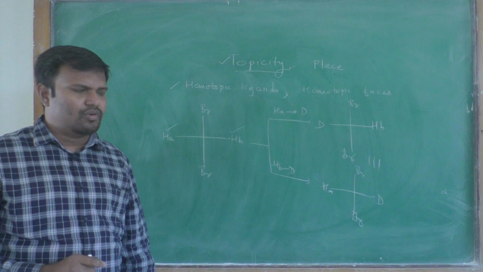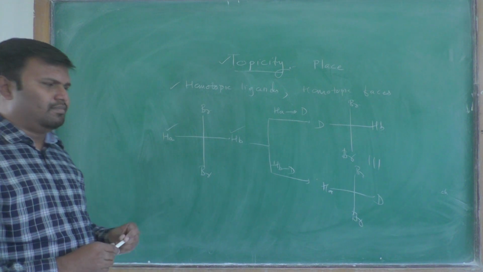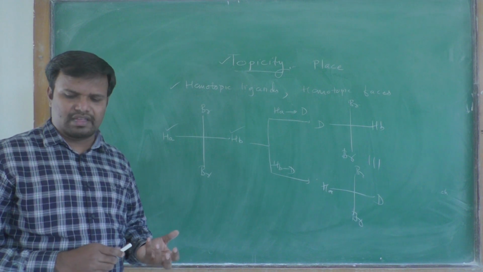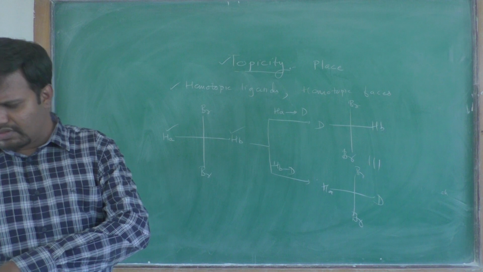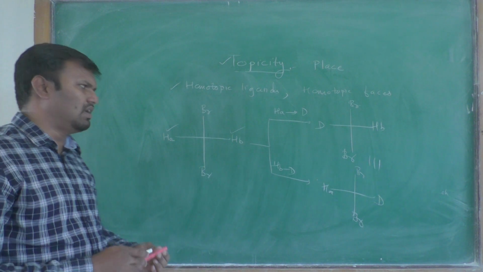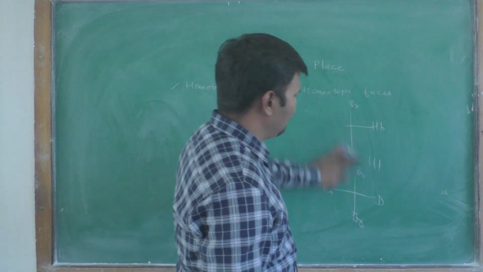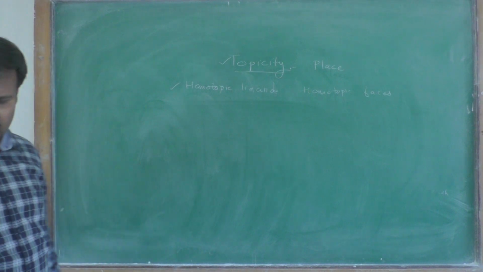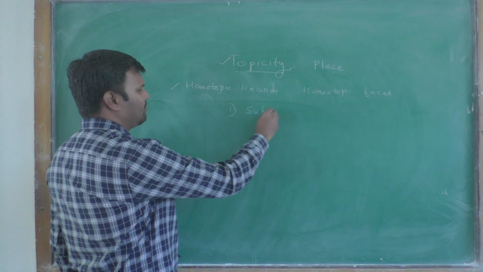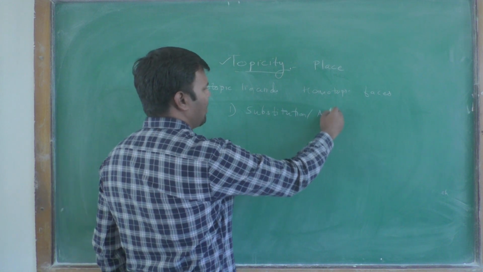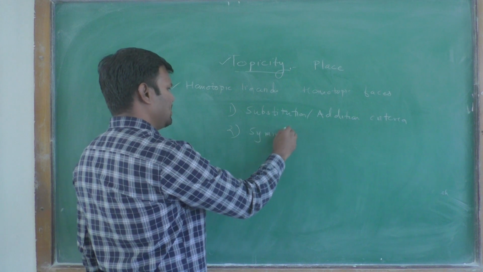To find out whether the molecule has homotopic faces or the ligand is a homotopic ligand, we will use two criteria: first is the substitution or addition criteria, and the second one is the symmetry criteria. By using these two criteria, we will find out whether your atoms or groups are homotopic ligands or the faces are homotopic faces.